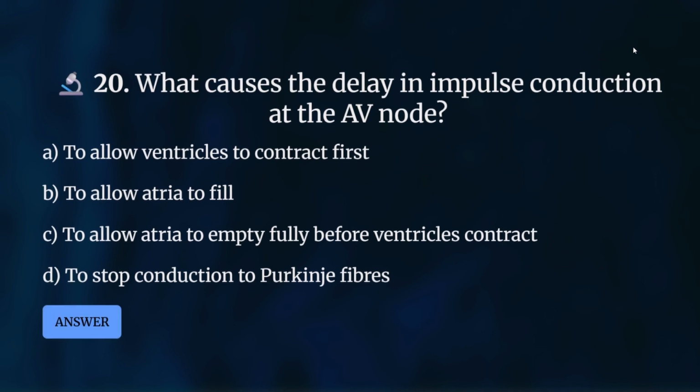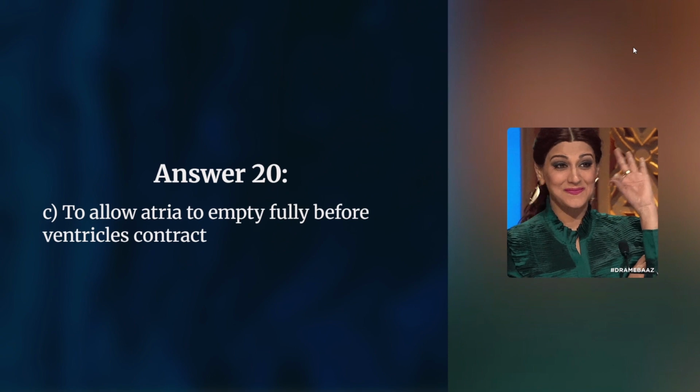Last question for the day. What causes the delay in impulse conduction at the AV node? Options are A. to allow ventricles to contract first, option B, to allow atria to fill, option C, to allow atria to empty fully before ventricles contract, and option D is to stop conduction to Purkinje fibers. And the correct answer is to allow atria to empty fully before the ventricles contract.